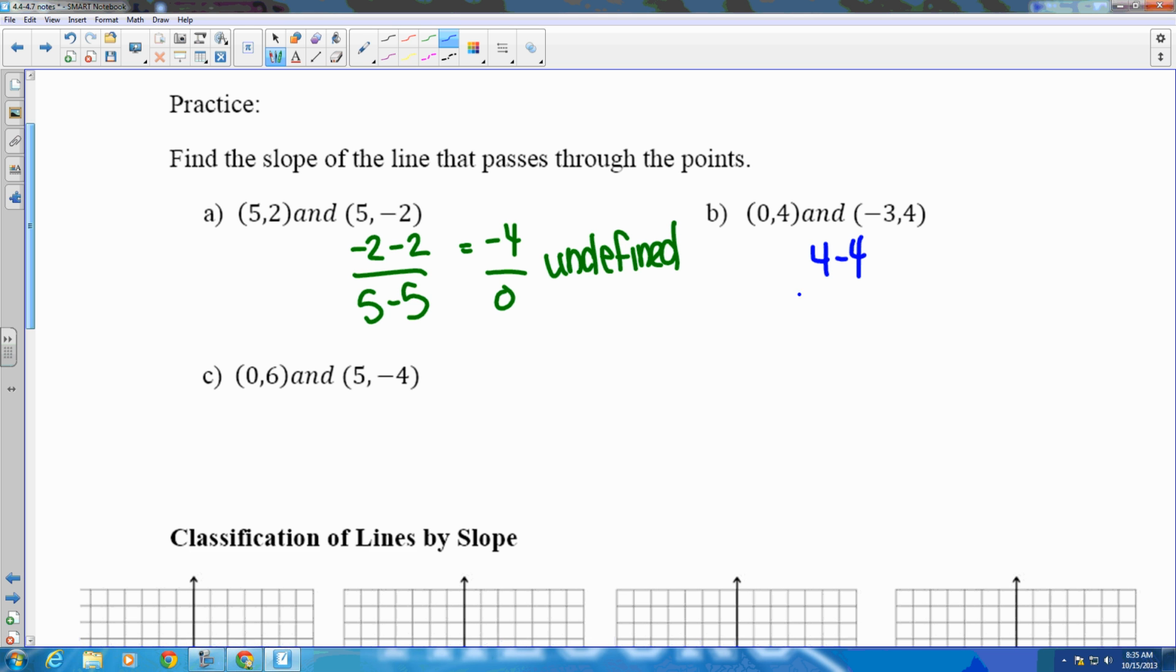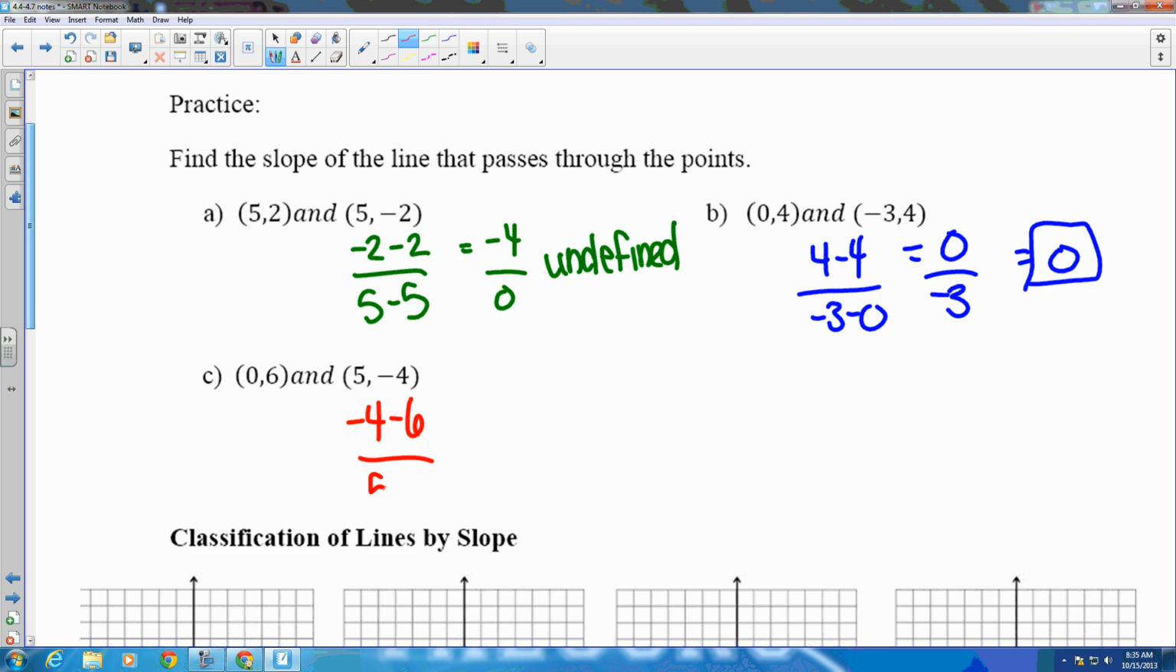Four minus 4 over negative 3 minus 0, 0 over negative 3, is 0. Negative 4 minus 6 over 5 minus 0, negative 10 over 5, is negative 2.